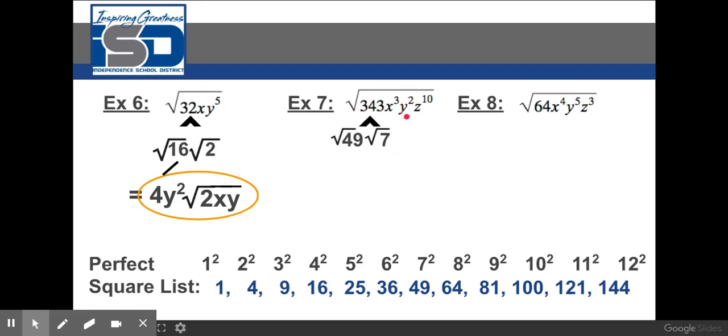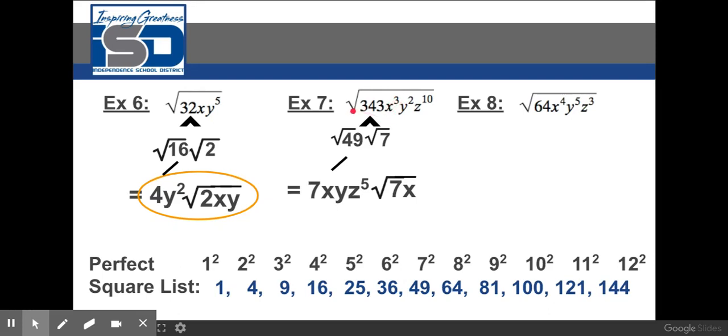We have 2 y's, so that means we're going to be able to take out 1 y. And we have 10 z's. So if I do 10 divided by 2, that means I have 5 z's I can take out. So the square root of 49 is 7. The x I could take out, the y I could take out, and the 5 z's I could take out, leaving me with 7 and the x that was left over from dividing the 3 by 2.